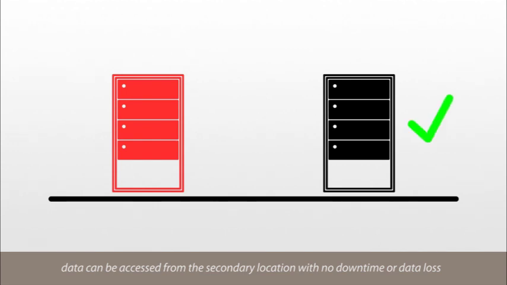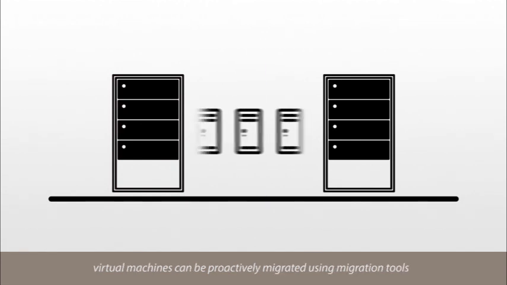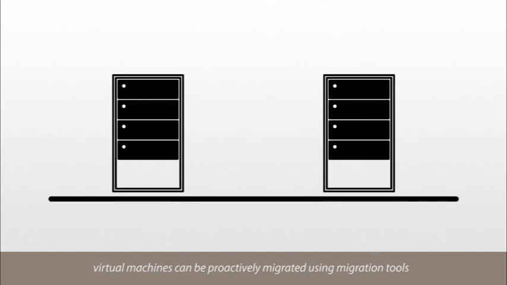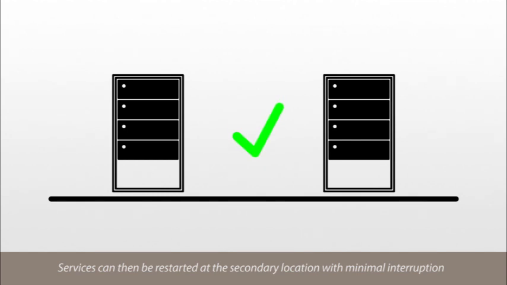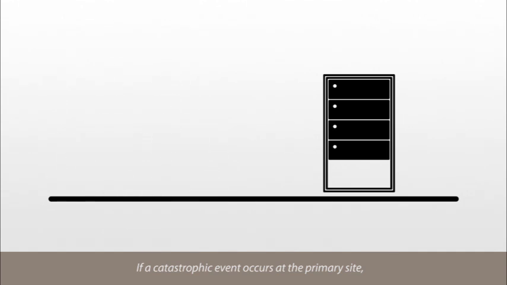If an outage is anticipated at the primary data center, virtual machines can be proactively migrated using migration tools like VMware's vMotion between networked servers. Services can then be restarted at the secondary location with minimal interruption. If a catastrophic event occurs at the primary site, services can be restarted and recovered from the secondary site.